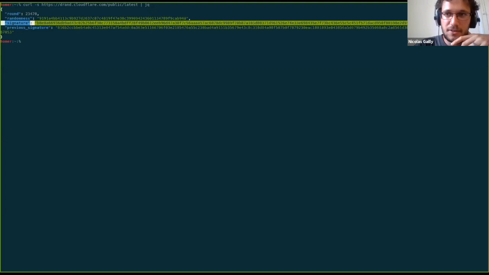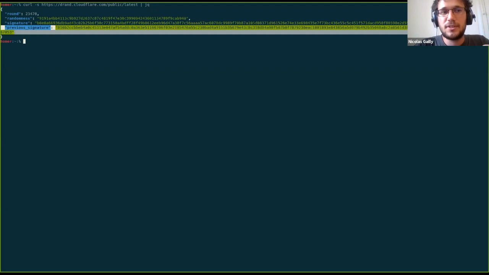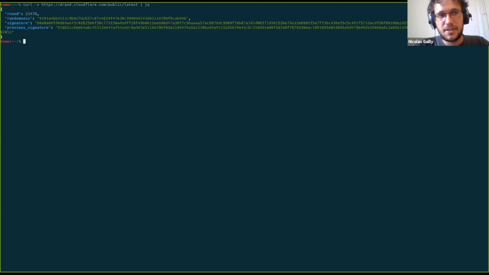This is a signature. So this is the actual BLS signature, which I talked to you about. And this is a previous signature from the previous round. So a beacon itself is self-verifiable. You can give this to any application. It will be able to verify it. And if you want the public key, it's going to be the root of trust. So you're going to have to verify it from multiple nodes.